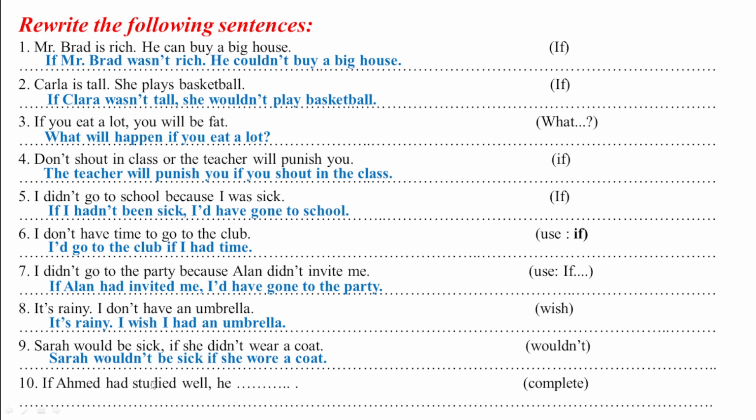If Ahmed had studied, he would... We are asked to complete. This is the if clause, and this is a sentence in the past perfect. That means this is the third conditional. So we are asked to continue the other side of the third conditional, or the main clause of the third conditional, which is formed of subject, which is he, then would have plus past participle. If Ahmed had studied well, he would have passed the exam.